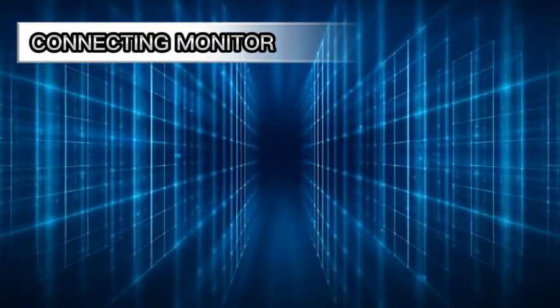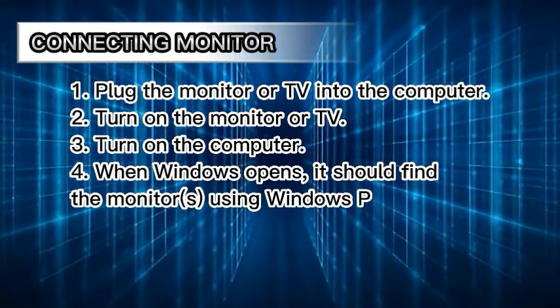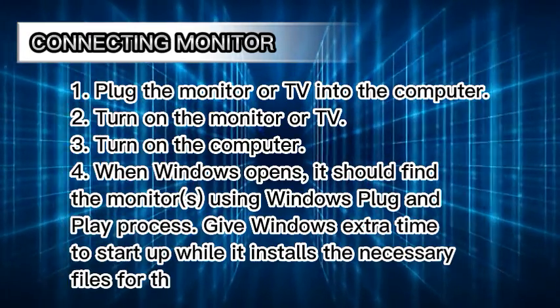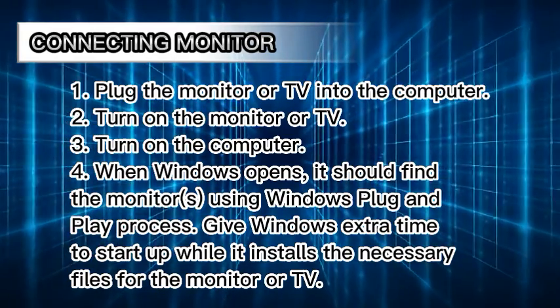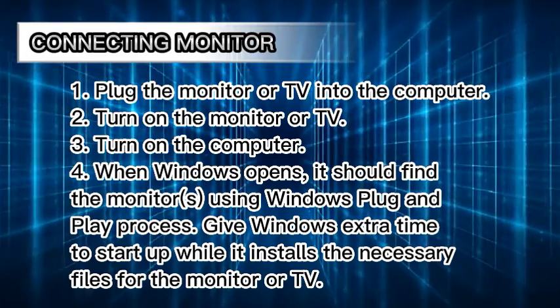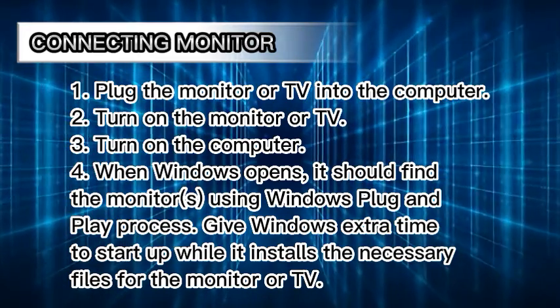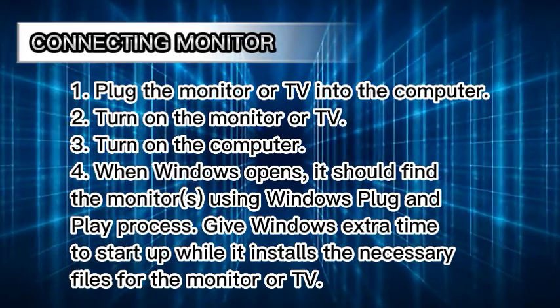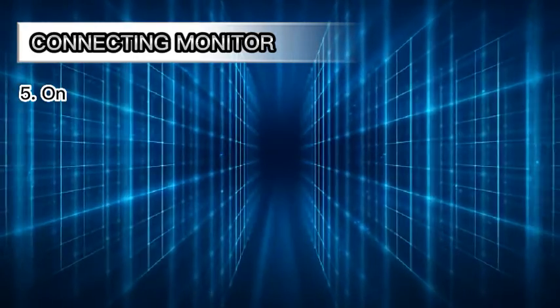Connecting monitor. First, plug the monitor or TV into the computer. Second, turn on the monitor or TV. Third, turn on the computer. Fourth, when Windows opens, it should find the monitor using the Windows plug and play process. Give Windows extra time to start up while it installs the necessary files for the monitor or TV.